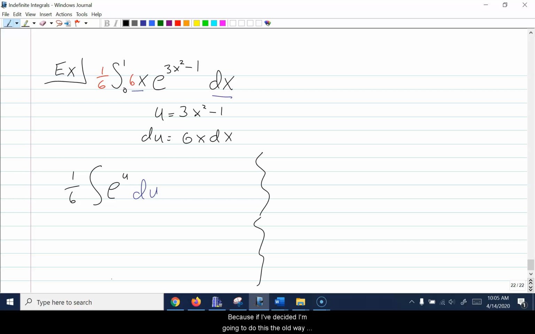Because if I've decided I'm going to do this the old way, the 0 and 1 are x values. In this context, I'm likely to write them as x equals 0 to x equals 1. They don't mean anything for u. If I'm not translating them, I need to suppress them. I need to not write them down. I need to finish the integral and then at the very end plug in 0, plug in 1, subtract.